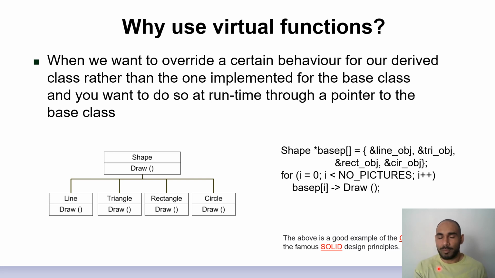So the above is an example of the open closed principle of the famous SOLID design principles. I'm not going to talk about these things here. You can look on Wikipedia what that means. Okay, so this closely relates to how software development practices are done in the industry. So this is a very powerful mechanism in the sense that this pointer allows us to call different methods that belong to different classes. Okay, you can try this in a program, and then you will appreciate why virtual functions are useful.